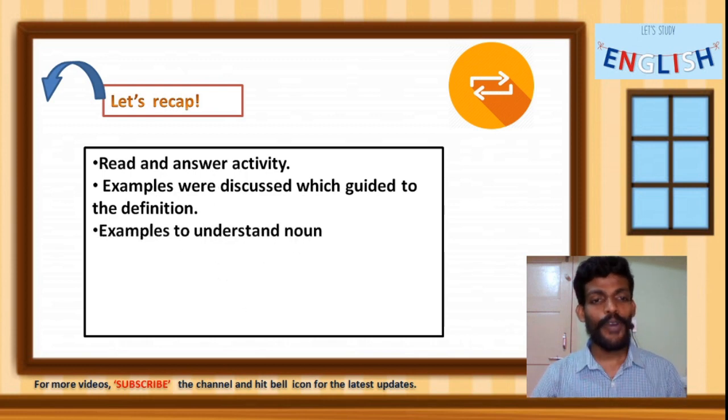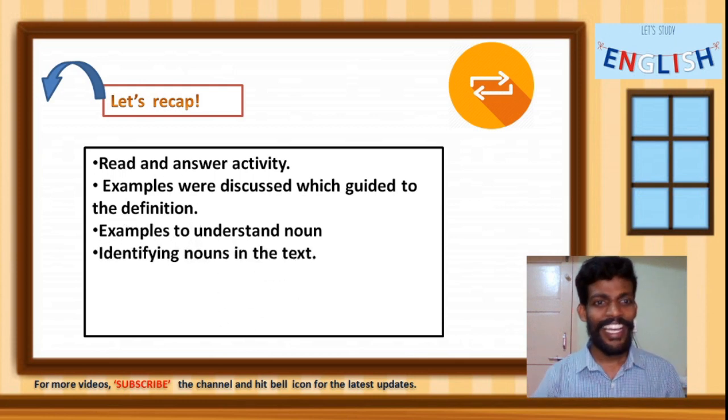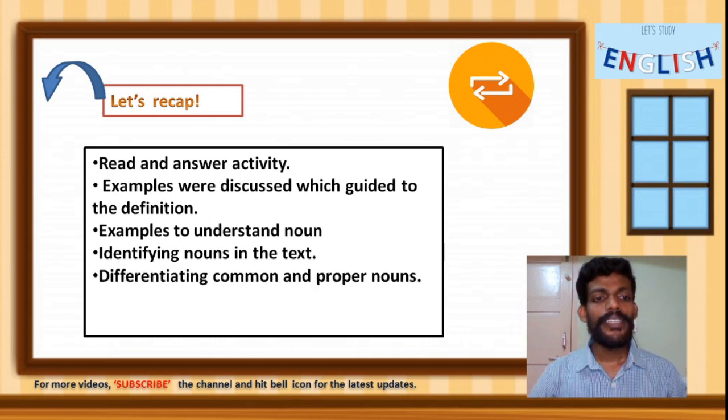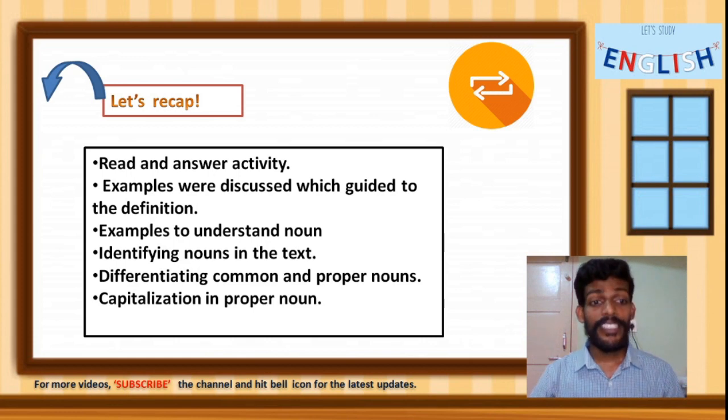Then, to understand noun, we had a lot of examples. Then we had another exercise where we identified nouns in a text. Next, we differentiated common and proper nouns, what is a common noun and what is a proper noun, and the differences between them. Then we discussed capitalization in proper nouns. So the first letter of every proper noun should be capitalized.